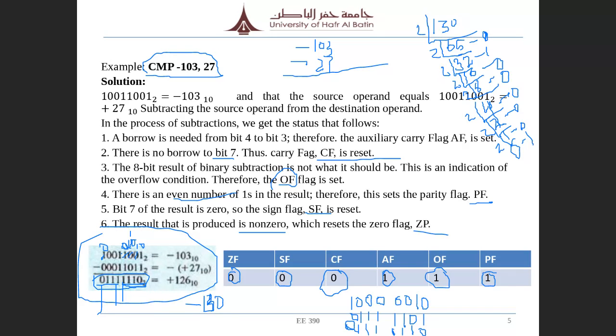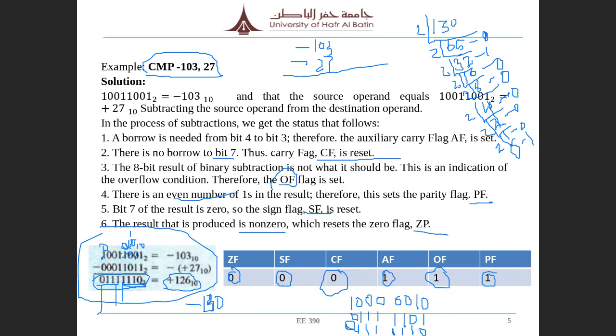Okay, I will check again. So anyway, look at here. The result: if you do the subtraction, if you do the calculation, it will actually be plus 126. So this is not the correct result.